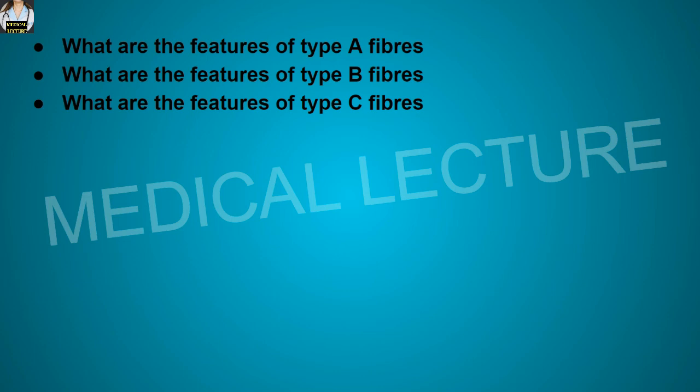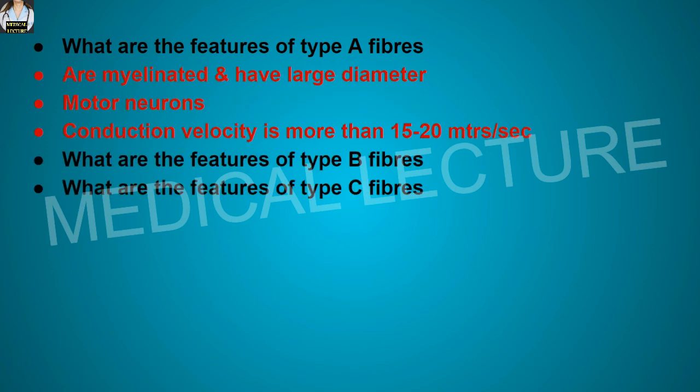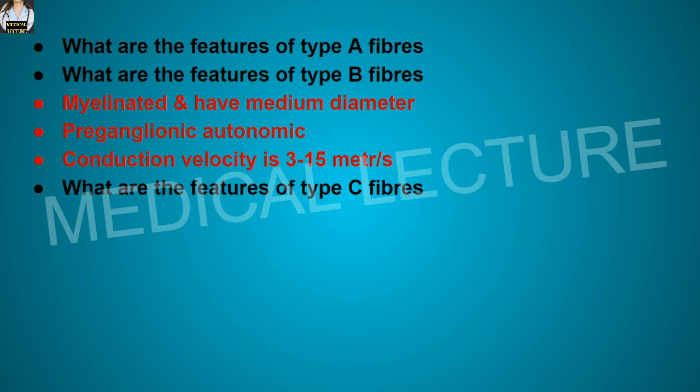What are the features of the type A fibers? They are myelinated and have large diameter. They are motor neurons and their conduction velocity is more than 15 to 20 meters per second. What are the features of the type B fibers? They are myelinated fibers and have medium diameter. They are preganglionic autonomic fibers and their conduction velocity is about 3 to 15 meters per second.